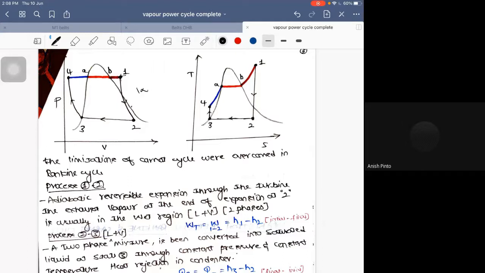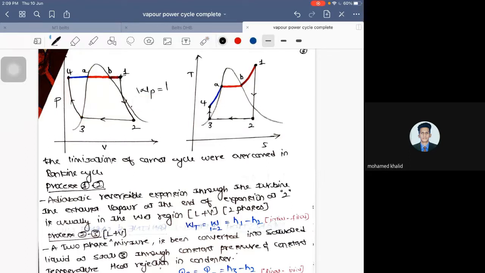Now I want to calculate the value of pumping work. Pumping work happens from 3 to 4. I told you for the Rankine cycle, how do you calculate? It is the difference in the enthalpy. For work, it is initial minus final. Initial state is 3 and the final state is 4. Now, can you give me the value of pumping work? How do I calculate? H3 minus H4. Simple. Very good.